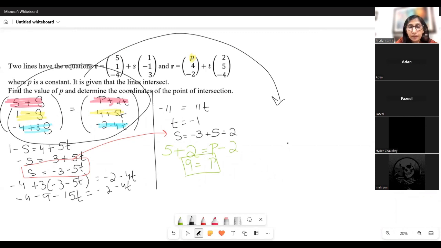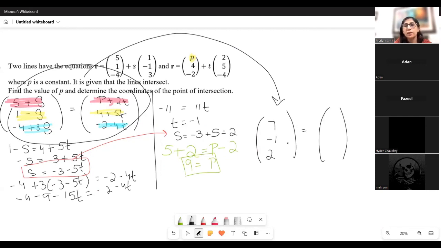Okay. 5 plus S is going to be 5 plus 2, which is 7. 1 minus S is going to be 1 minus 2, which is minus 1. And minus 4 plus 3 times S. Minus 4 plus 3 times 2 is 2. Okay, that is going to be the point of intersection.